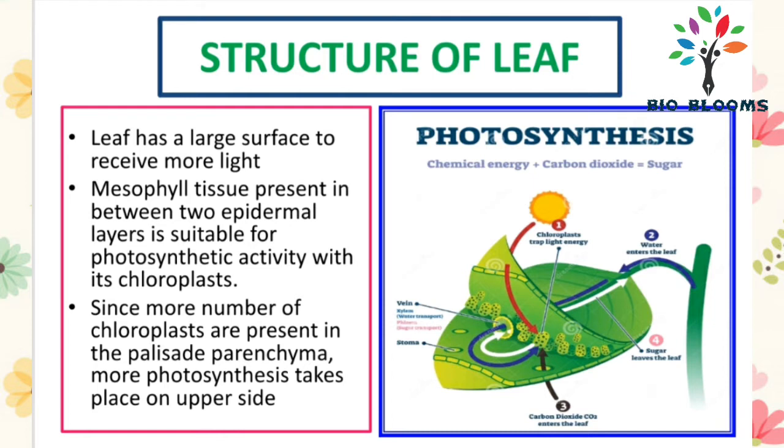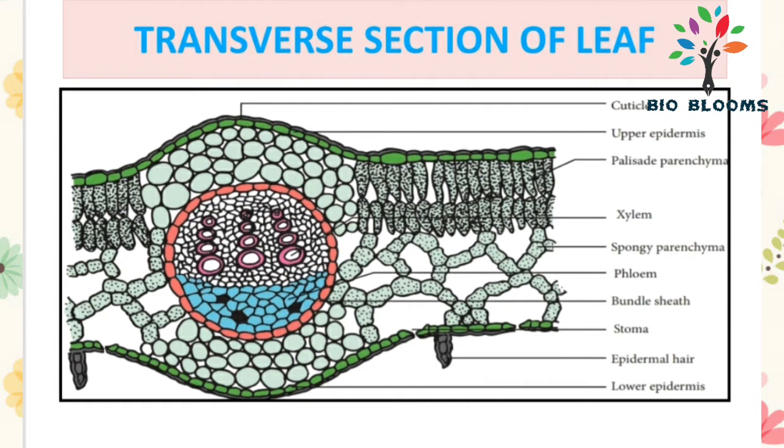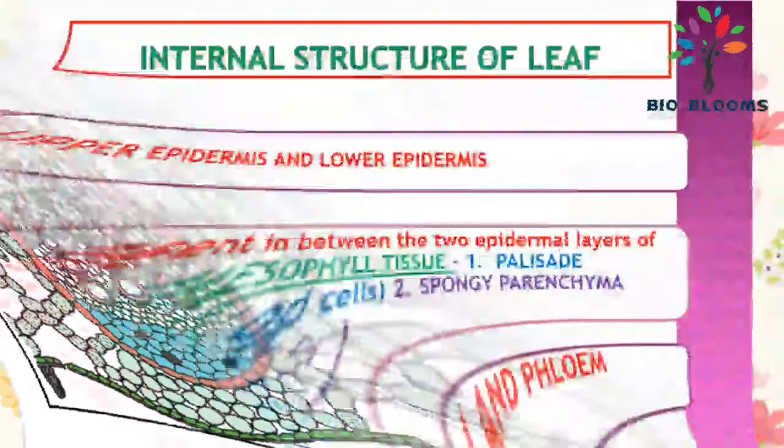Since more chloroplasts are present in the palisade parenchyma, more photosynthesis takes place on the upper side of the leaves. Transverse section of leaf. Here the leaf has an upper epidermis and lower epidermis, and the upper epidermis consists of cuticle, and the palisade parenchyma on the upper side are elongated cells, whereas the lower cells are irregularly arranged, called spongy parenchyma. And the bundle sheath cells, in the middle of this you can see vascular bundles.